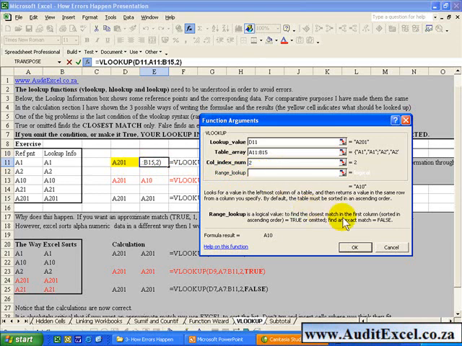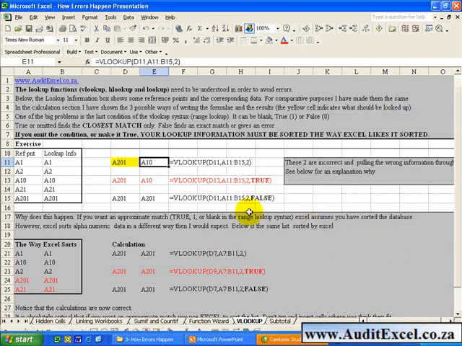So if you put in false, you'd find an exact match. If you put in true, it will find an approximate match. However, for whatever reason, Excel has also said that if you omit it totally, it is going to find an approximate match, and that is where one of the problems comes in. What you have here is that you've asked for A201, and yet it is pulling through A10.